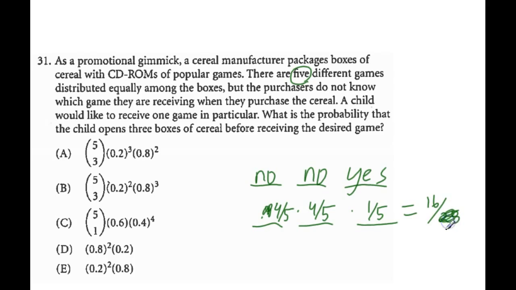Oh sorry, 5 times 5 times 5 is 125. Or you can think about it this way. Let's see, 0.8 times 0.8 times 0.2. D would be the right answer.